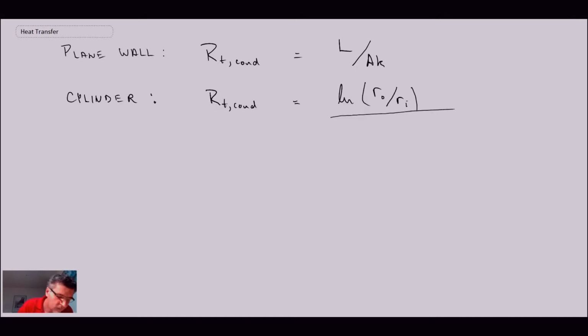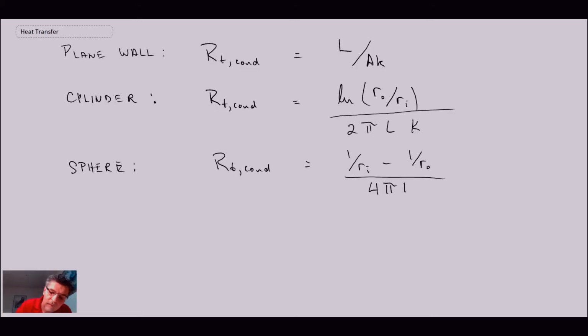So looking at a plane wall, we have a thermal resistance, and that's what we're going to call this, and that is equal to the thickness of the wall divided by the area multiplied by the thermal conductivity, and then repeating that for a cylinder and a sphere. Okay, so that is for a plane wall, a cylinder, and a sphere, and you'll see we have RT, and that stands for thermal resistance, and then we show conduction.